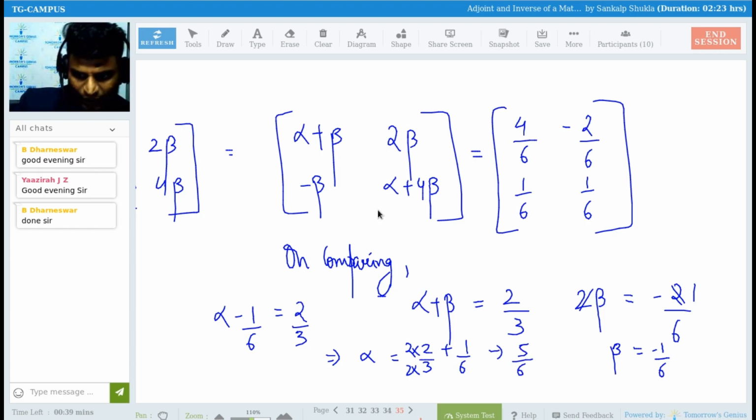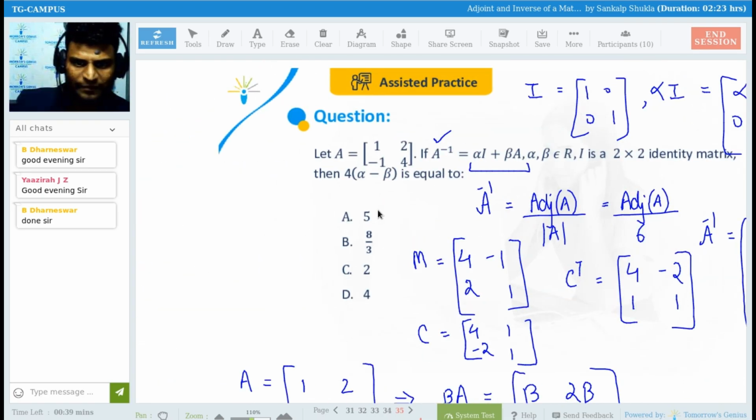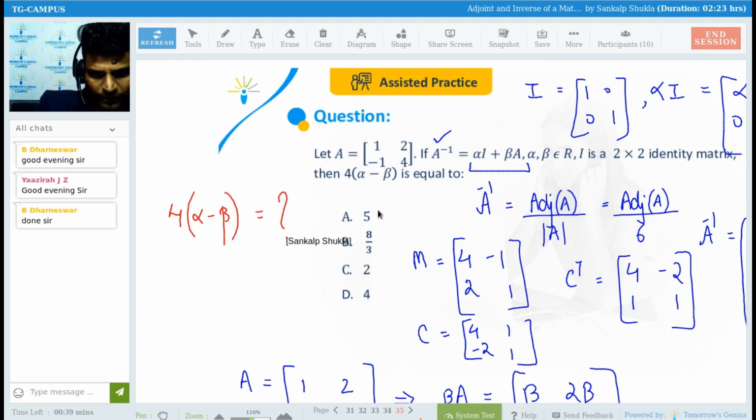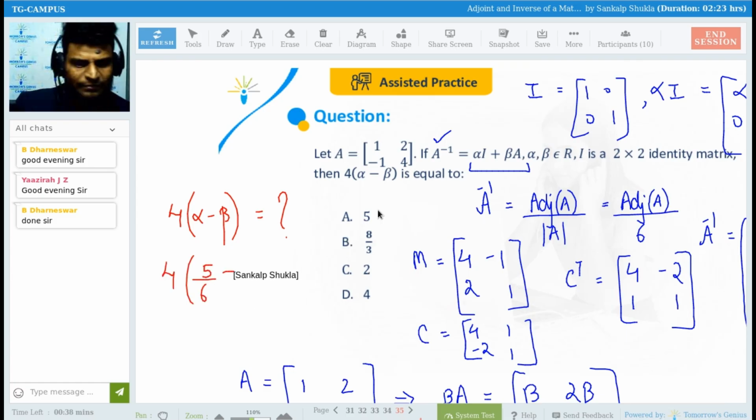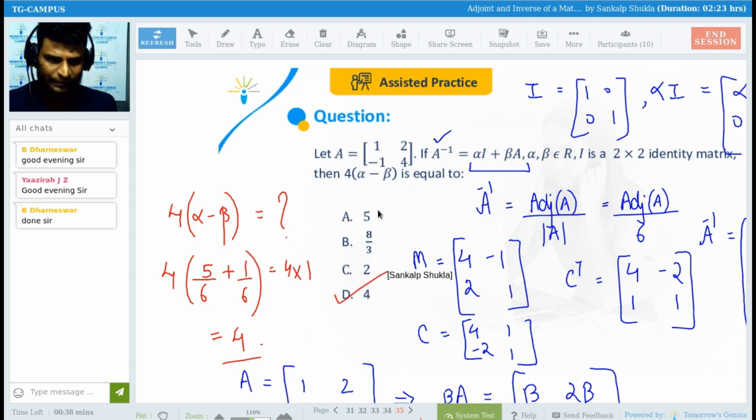Now what was the question asking? The question was asking 4 times alpha minus beta. So it is 4 times, alpha was 5 by 6 and beta was minus 1 by 6, so 5 by 6 minus of minus 1 by 6, that is plus 1 by 6. So it is 6 by 6, that is 1 only. So the answer is 4 into 1, that is 4. So D is the correct option. Okay.